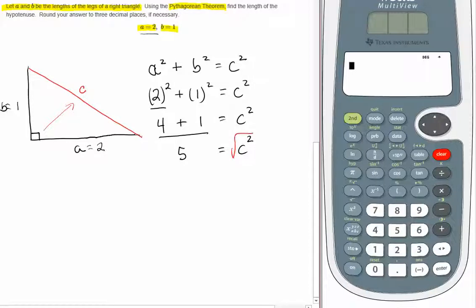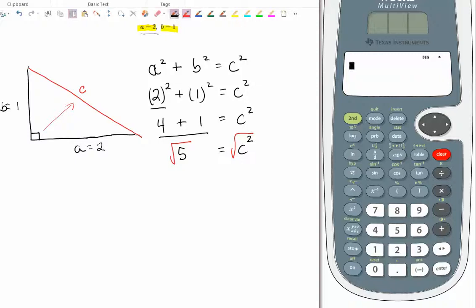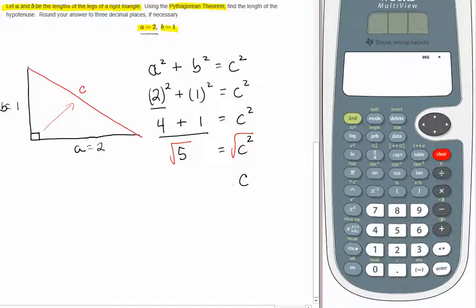To undo a square, you take the square root. So the square root of C squared is C, and so we find out that the length of C is the square root of 5, which is somewhere more than 2, because 2 squared is 4, and less than 3, because 3 squared is 9.